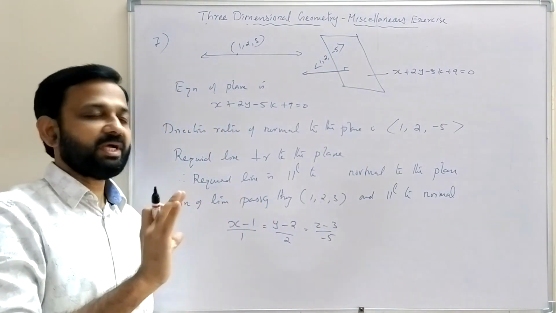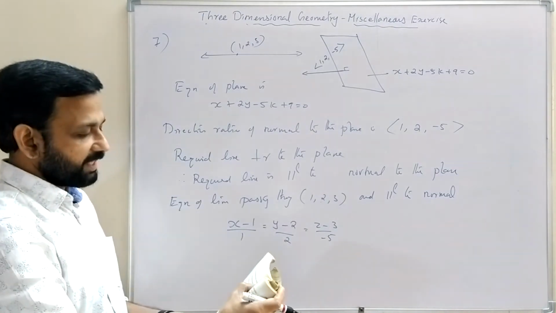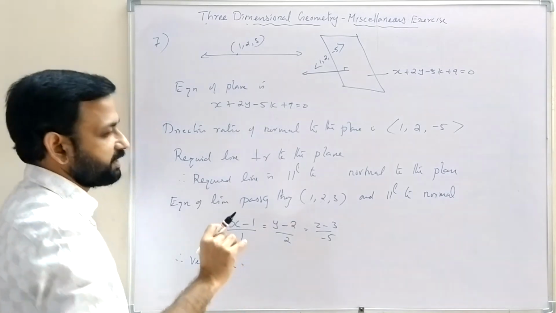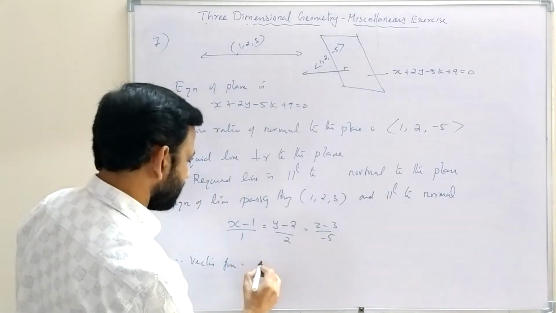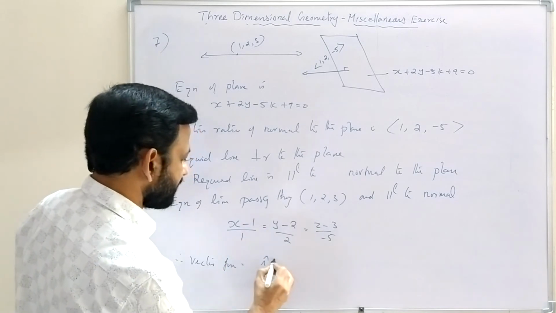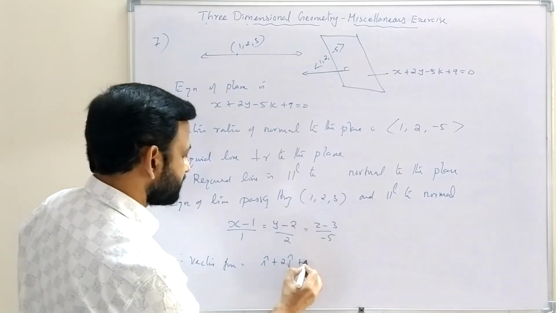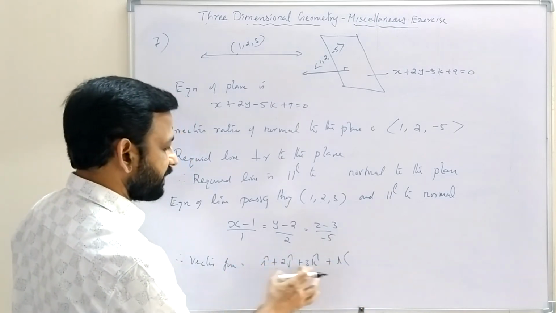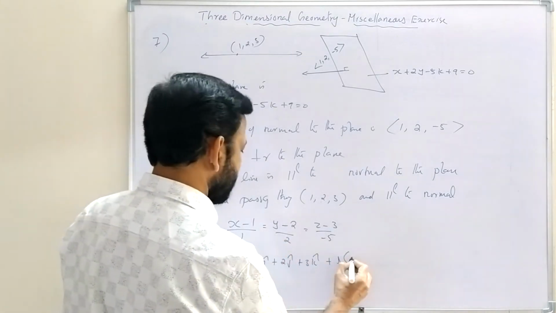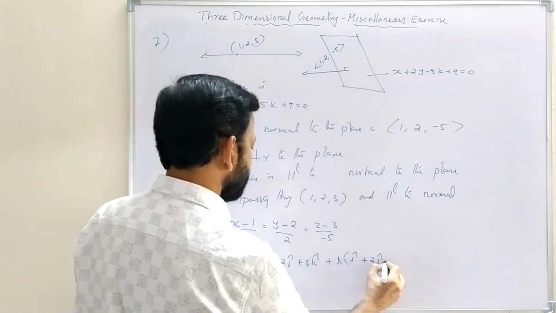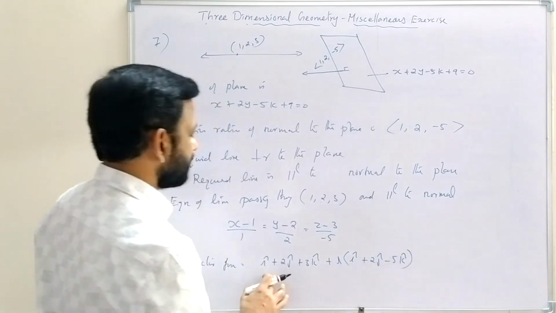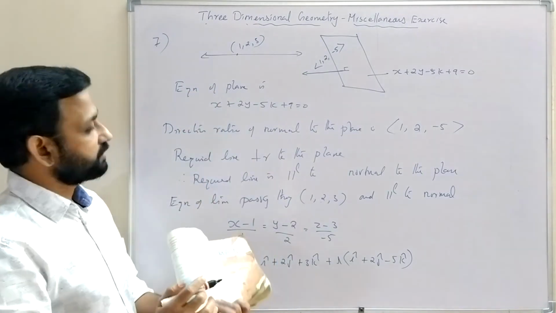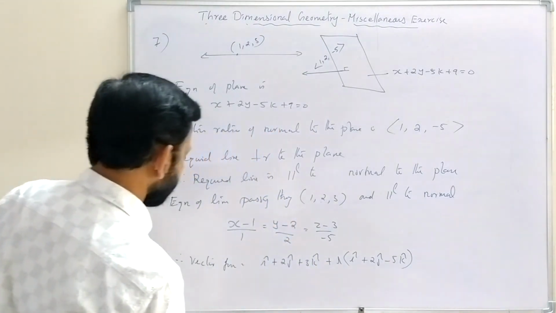So this is the equation of the line in Cartesian form, and here I think we need to write the vector form. The vector form is a plus lambda b. So that is i cap plus 2 j cap plus 3 k cap plus lambda into (i cap plus 2 j cap minus 5 k cap). So this is the vector form, and the earlier one is the Cartesian form equation of that line. So that is the 7th question. Then we will do question number 8.